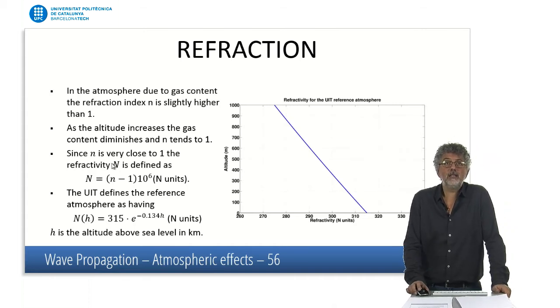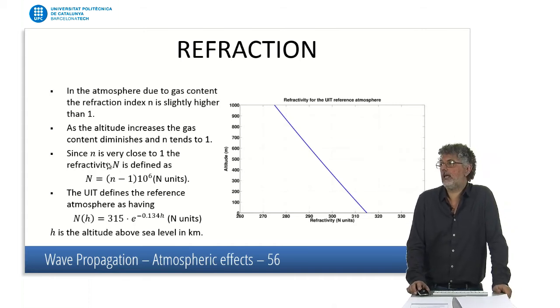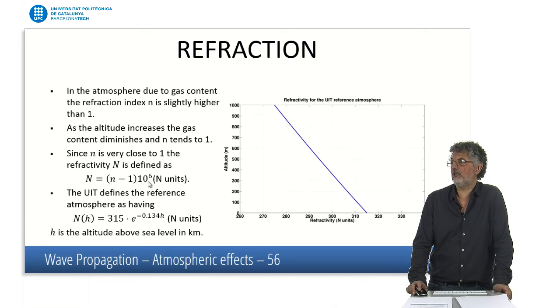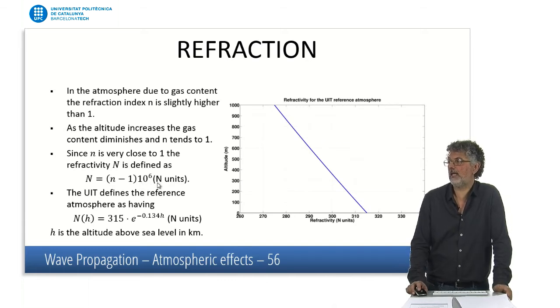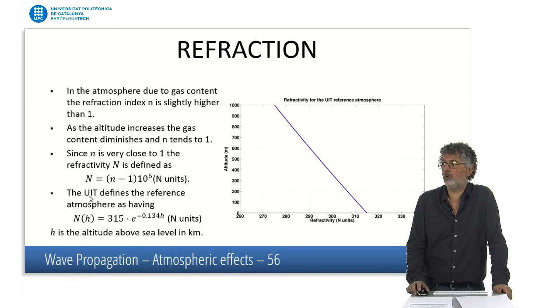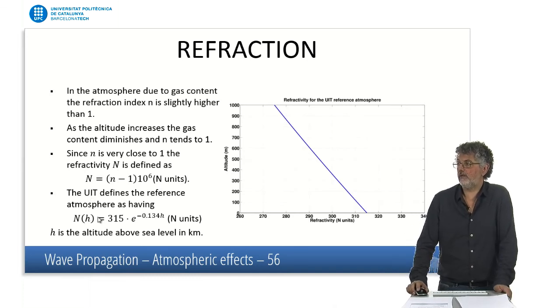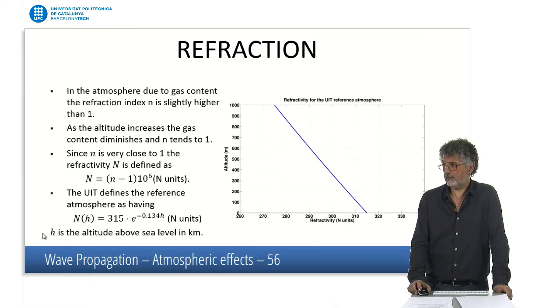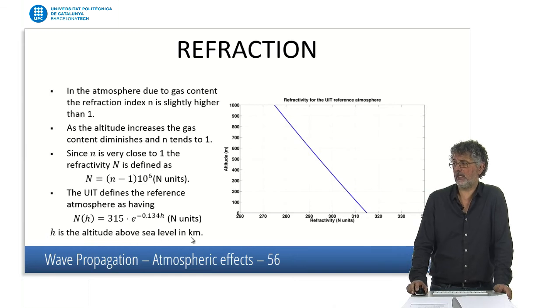Since n is very close to 1, usually people talk about another unit, called the refractivity N, which is defined as (n minus 1) times 10 to the 6. And this is measured in N units. Now, the International Telecommunication Union defines a reference atmosphere as having a variation of the refractivity with the height in the following way, where h is the altitude above sea level in kilometers.